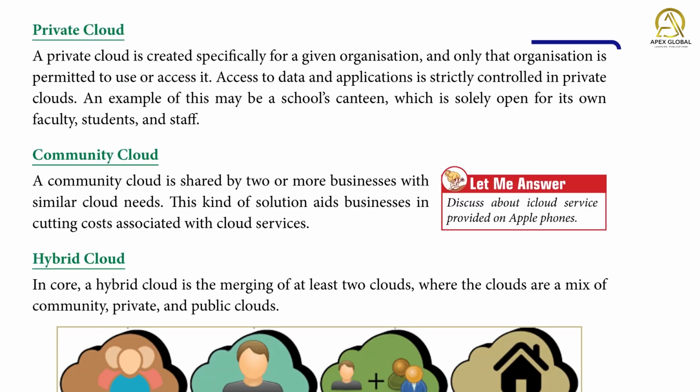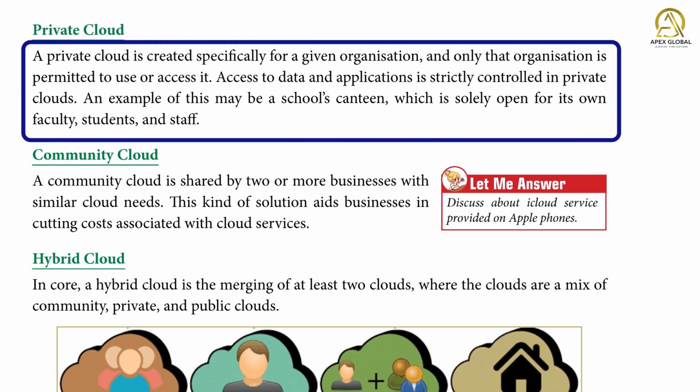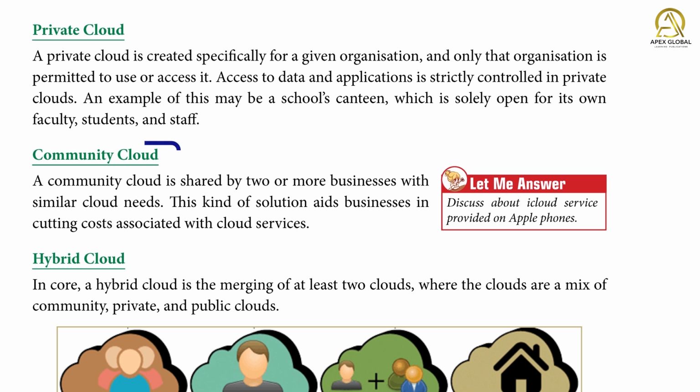Private cloud. A private cloud is created specifically for a given organization, and only that organization is permitted to use or access it. Access to data and applications is strictly controlled in private clouds. An example of this may be a school's canteen, which is solely open for its own faculty, students, and staff.